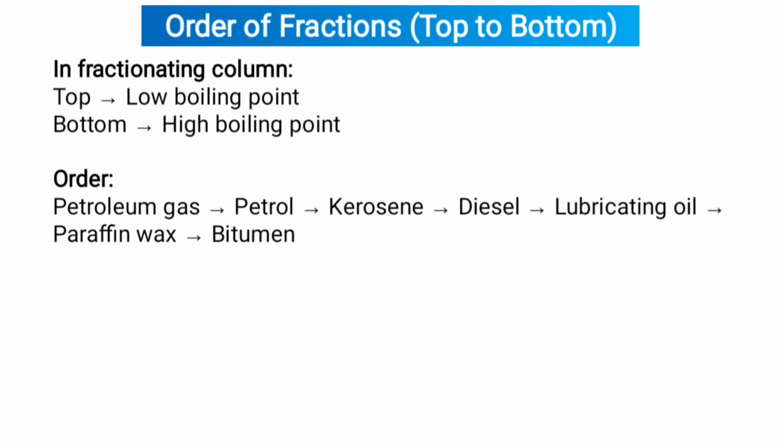Order of fractions from top to bottom. In the fractionating column, top has low boiling points, bottom has high boiling points. Order: petroleum gas, petrol, kerosene, diesel, lubricating oil, paraffin wax, and last one, bitumens.